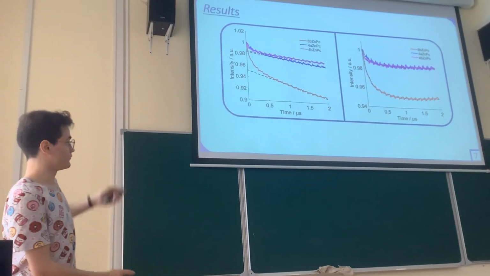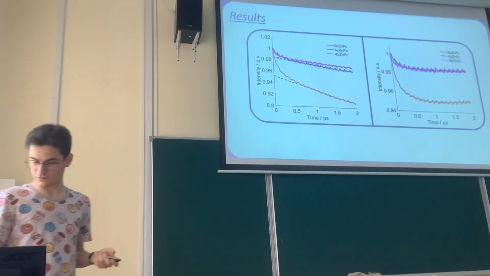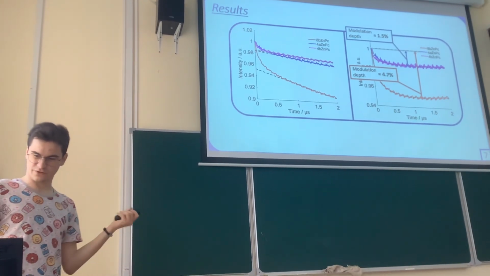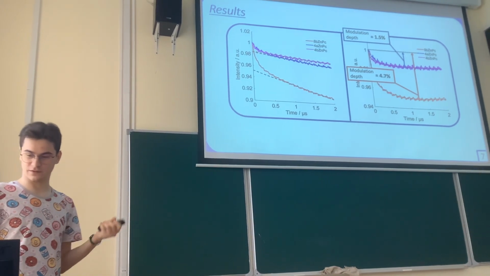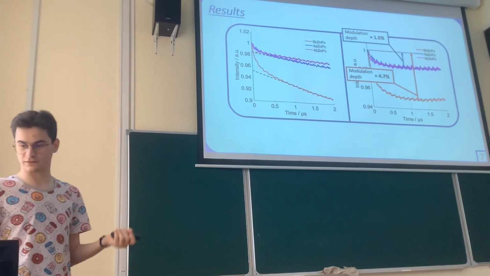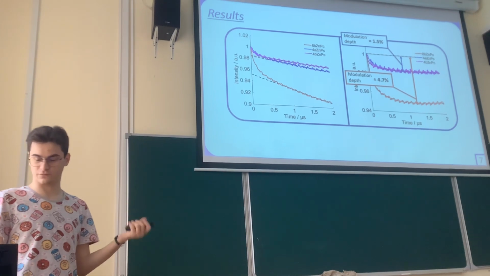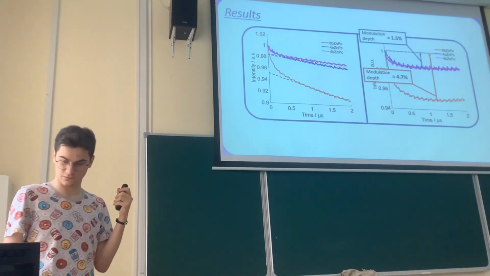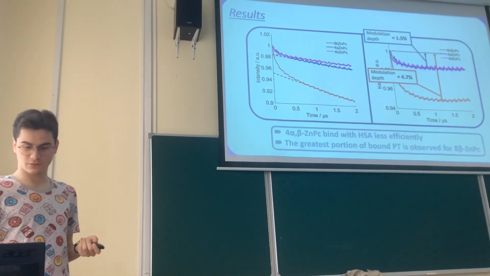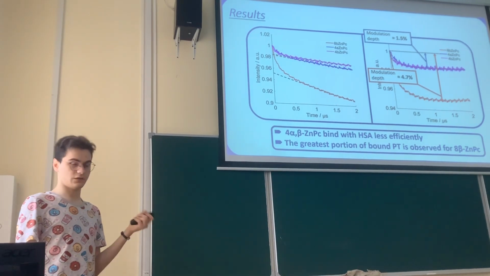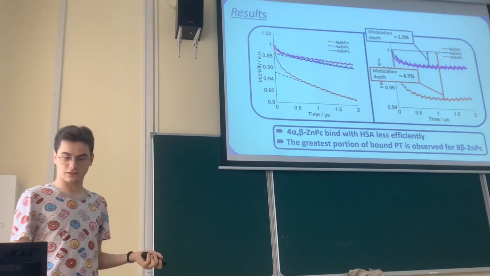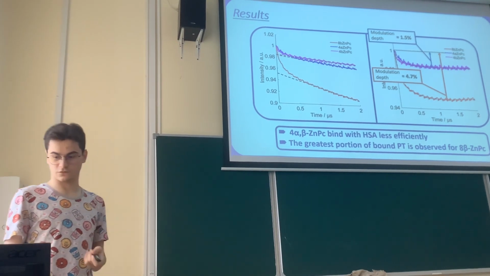So these dipole-dipole oscillations were obtained. The modulation depth of 8 beta is 4.7%, and the modulation depth of 4 alpha and 4 beta is 1.5%, which means that 4 alpha and 4 beta bind with HSA less effectively, and the greatest portion of bound PS is observed for 8 beta.